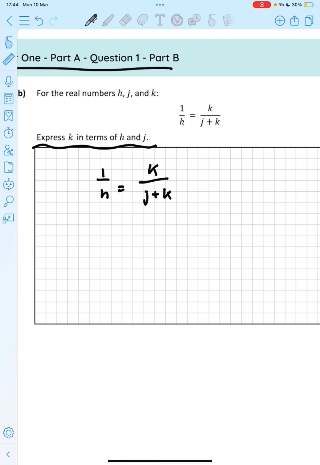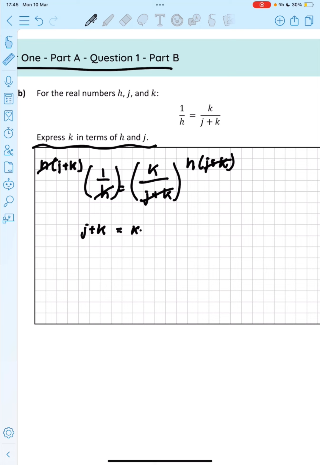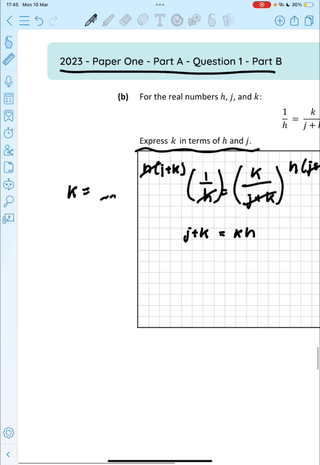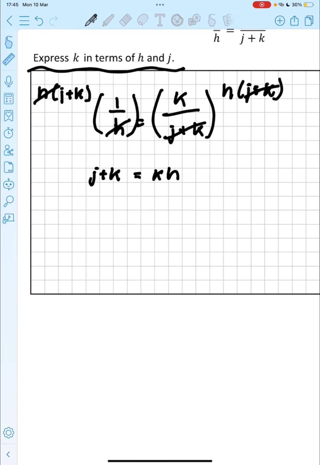First thing I want to get rid of, I don't like having fractions in there, so I'm going to get rid of those fractions. So I'm going to times both sides by h times, okay, so that'll get rid of my two fractions, and I'll get j plus k times by 1 is just j plus k on this side, is equal to k times by h. This is not good enough for me. In order to get k on its own is equal to something else, I need to get all my k's on one side. So that's what I'm going to do. I am going to move this k over to the other side.